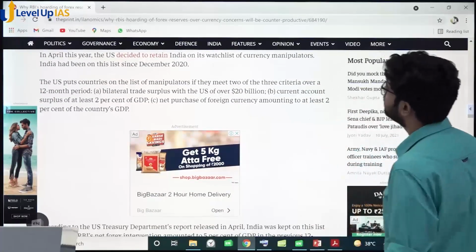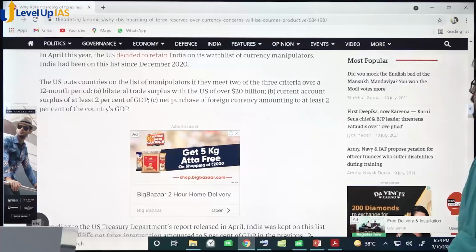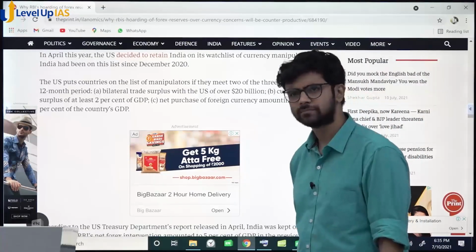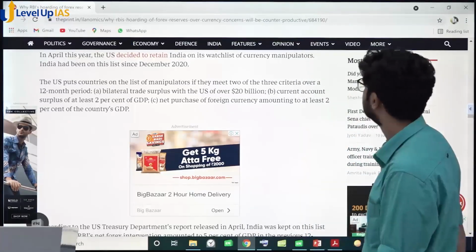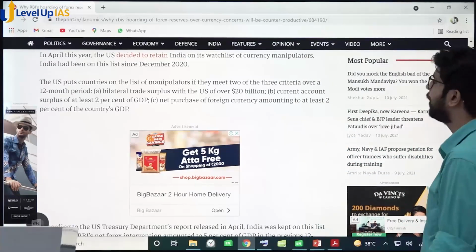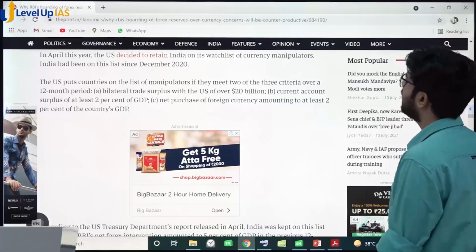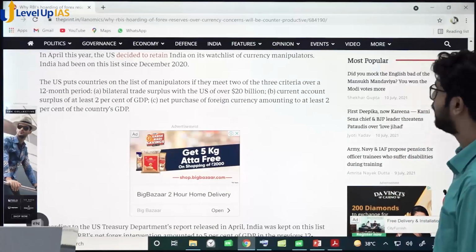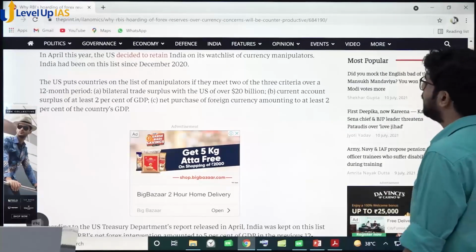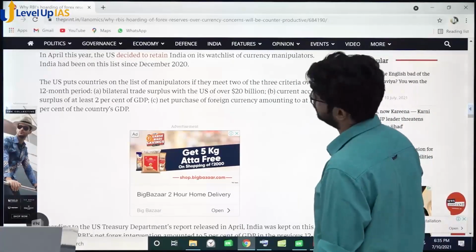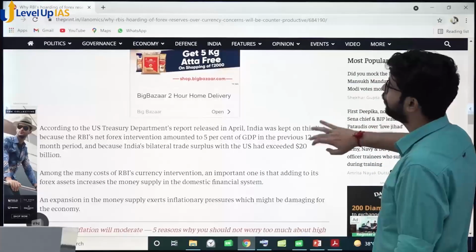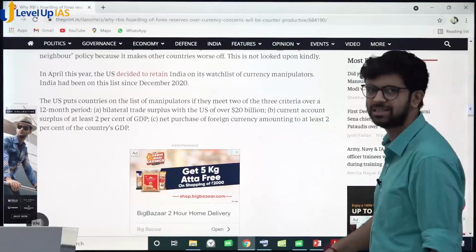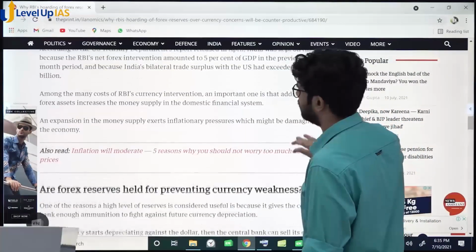The USA puts countries on the list of manipulators if they meet 2 of the 3 criteria over a 12-month period. This is good for prelims. I'll send this article across also. The criteria are: a bilateral trade surplus with the US of over 20 billion, a current account surplus of at least 2% of GDP, and net purchase of foreign currency amounting to at least 2% of the country's GDP. According to the US, if it affects the US a lot, and the country is manipulating currency, then you will be on a watch list.